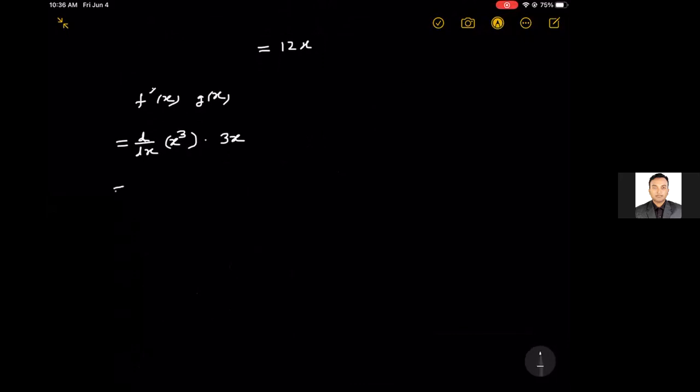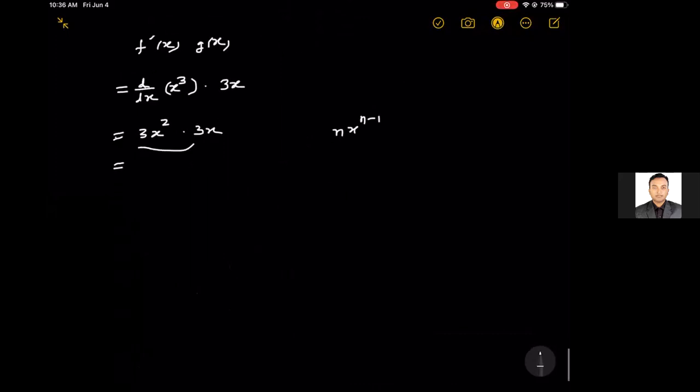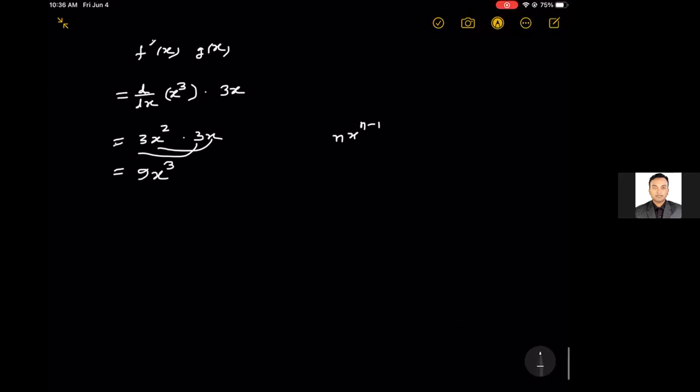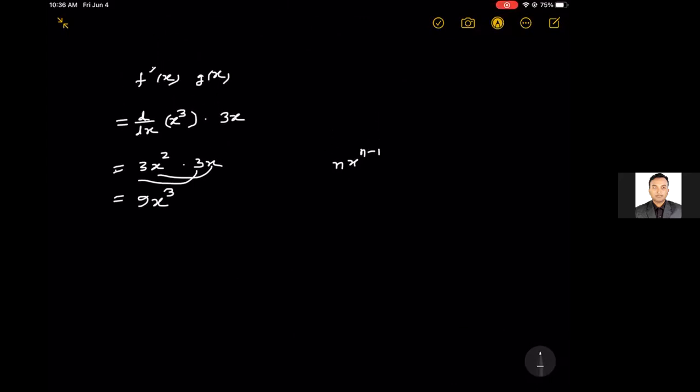So the derivative of x cubed using the power rule again is 3x squared, right? n times x to the power n minus 1. And we have a 3x here. So if we simplify it now, 3 times 3 is 9. x squared times x is x cubed. Do you agree? Do you agree to this calculation? Yep.